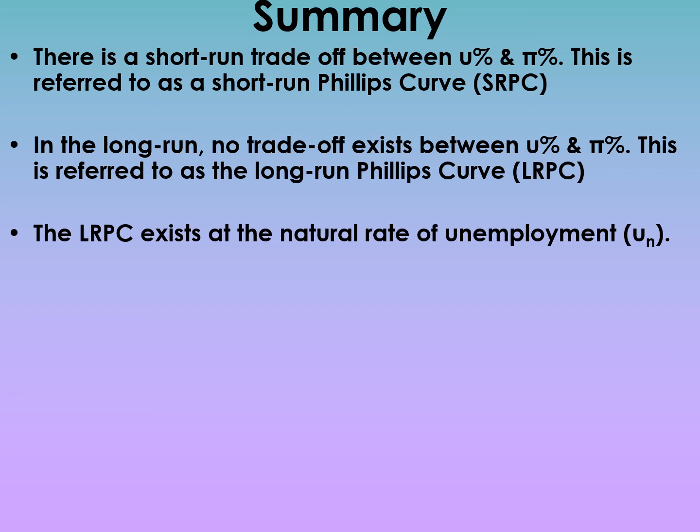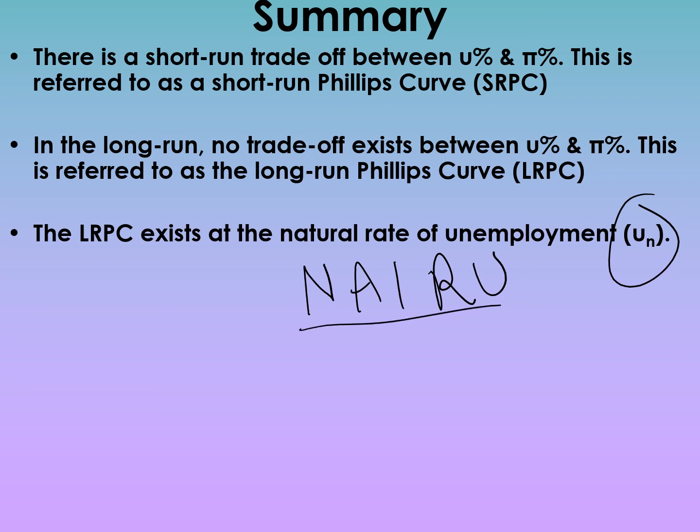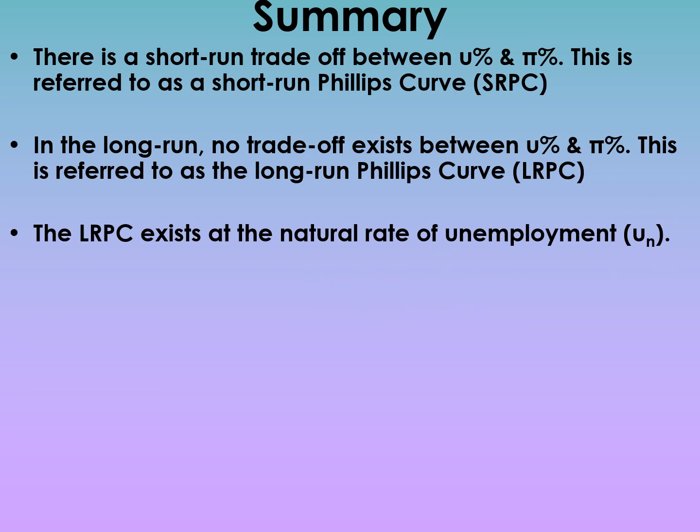One other thing I'll just drop in there too, sometimes this is called the non-accelerating inflation rate of unemployment, which basically just means that when we're at the natural rate of unemployment, the rate of inflation is exactly what we expect. It's not going up, it's not going down. If unemployment goes above the natural rate, then inflation is going to decelerate, it's going to slow down. If unemployment goes below the natural rate, inflation is going to accelerate, it's going to speed up. And so that's why sometimes people would also call this the NAIRU. Don't be confused if you ever see that on a worksheet or something like that, okay?